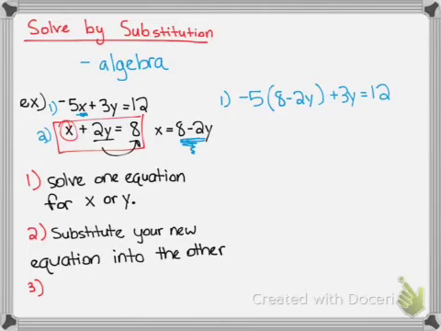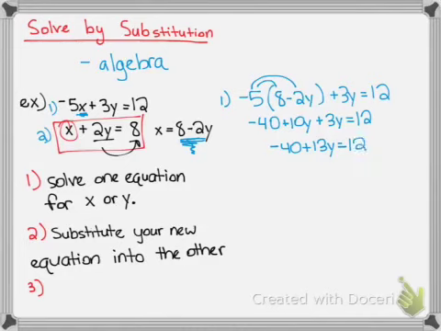So now I have -5 times 8 is -40. -5 times -2 is positive 10y, plus 3y equals 12. If I combine my y's, I get -40 plus 13y equals 12. If I add 40 to each side, I get 13y equals 52. And then if I divide both sides by 13 here, I get y equals 4.